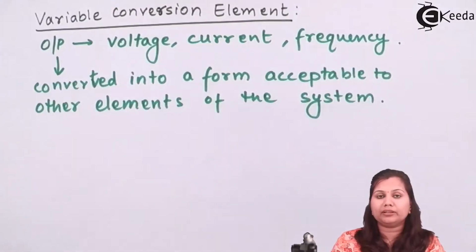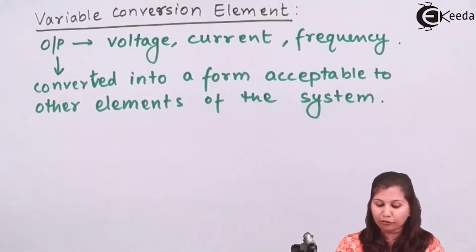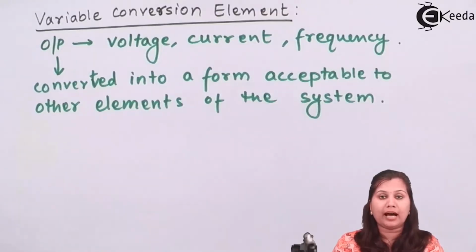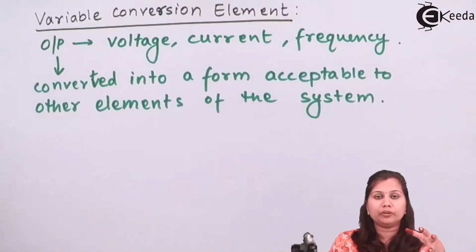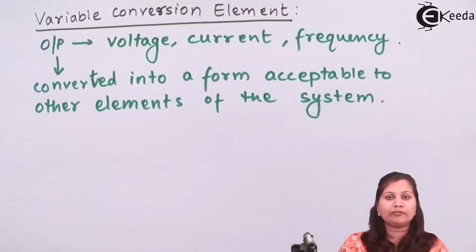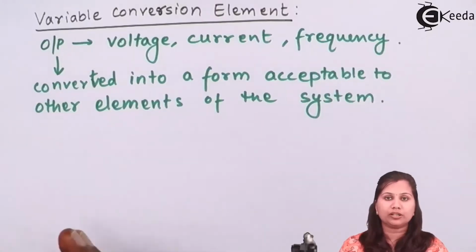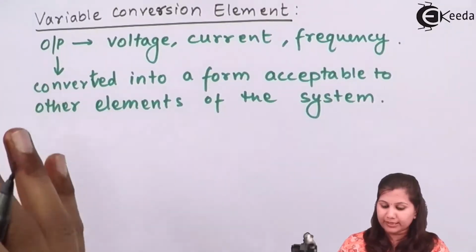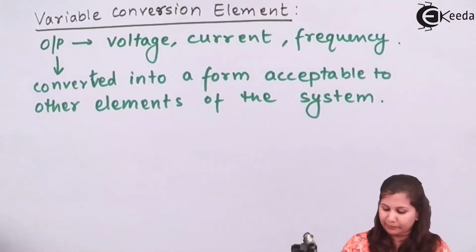Now, an example of a variable conversion element: suppose the output of the primary sensing element, after conversion into an electrical quantity, is an analog signal, but the other elements of the measurement system accept a digital input. So this analog signal has to be converted into a digital signal. So we have to use an A to D converter here, that is, an analog to digital converter, which is going to convert the analog input to the digital output. So this is an example of the variable conversion element.